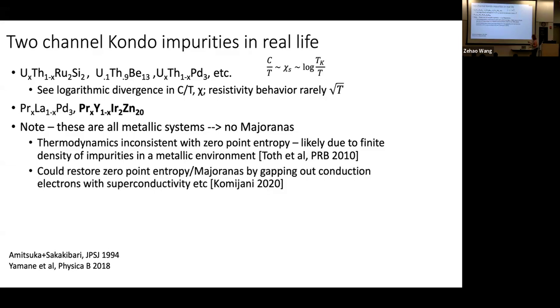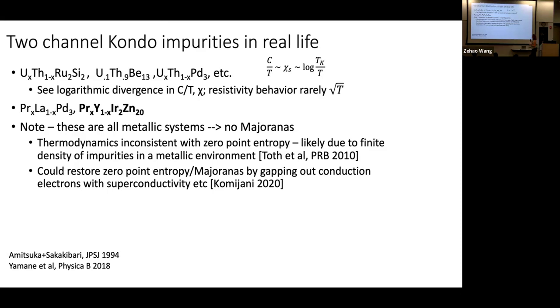So if you could gap it out, which has been proposed by Yashar Komijani, you could gap out your conduction electrons with superconductivity, and as long as you don't kill your Kondo effect, so you have to have a sufficiently strong Kondo coupling, then you could imagine restoring the zero-point entropy in the Majoranas. He showed this was also consistent with the bosonization picture. Okay, so this is in real materials.